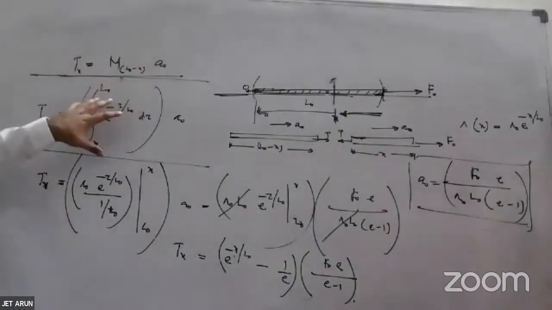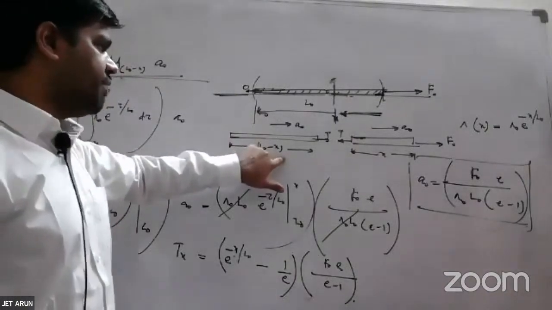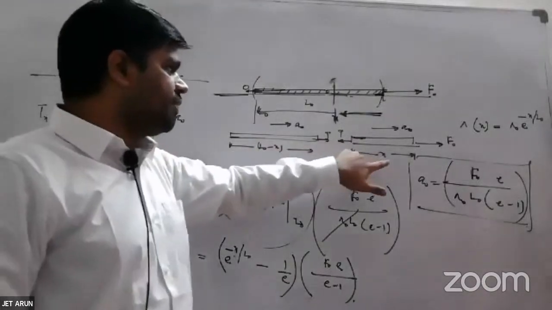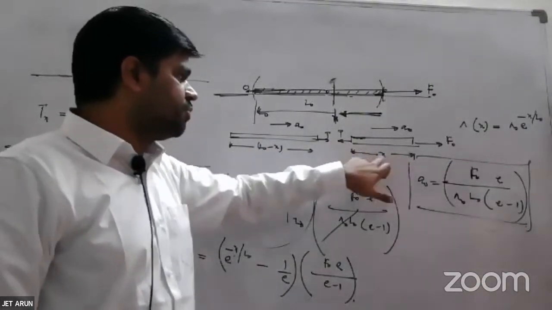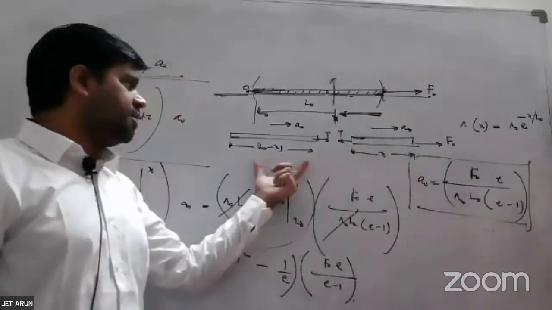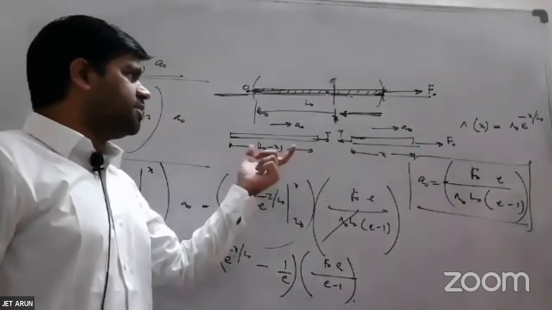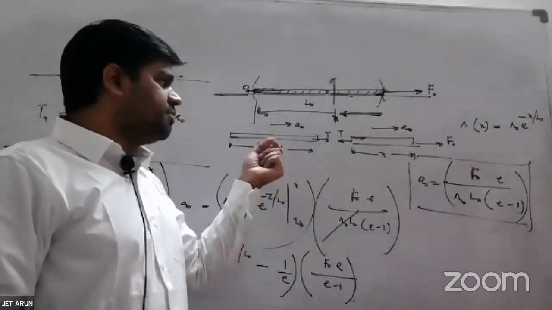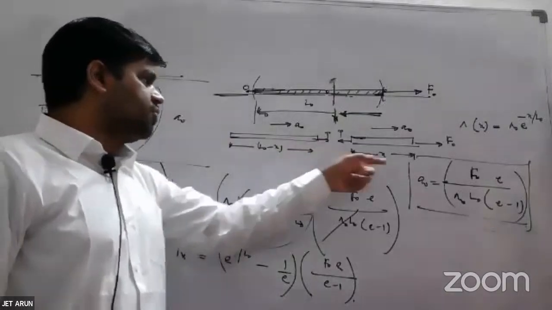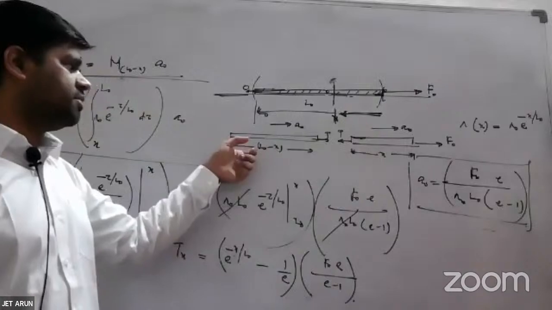T is equal to m into a. Mass is what I have to find out, but mass of this L naught minus x part is what I have to find out, which I integrate from x to L. If I were to find out this mass, what would I do? I would integrate from 0 to x, which would give me the mass of this part. But for this part, I need to integrate from x to L naught. And to get the total mass, I integrate the initial mass from 0 to L naught. So 0 to L naught for the total mass, 0 to x for this mass, x to L naught for this mass.